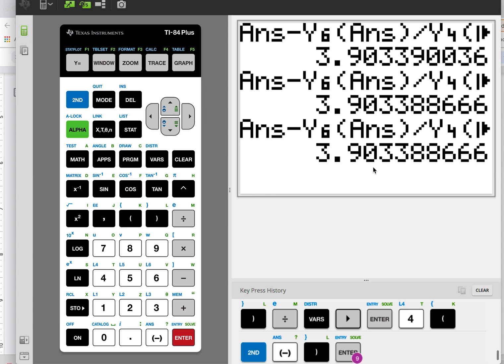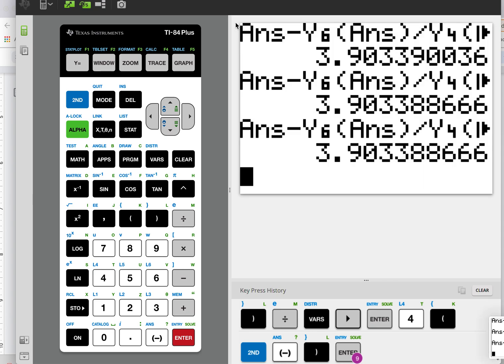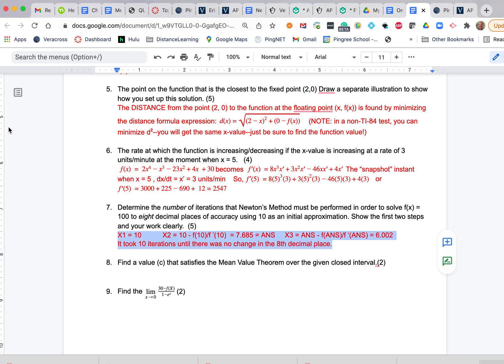All right. And I'm going to take a screenshot of that for the answer key. And then if I go back to the answer key, that would be what I'd write in. I had found an original 0, so I've got to correct this answer key, but that'll be corrected in your version. And then find a value that satisfies the mean value theorem over the closed interval.